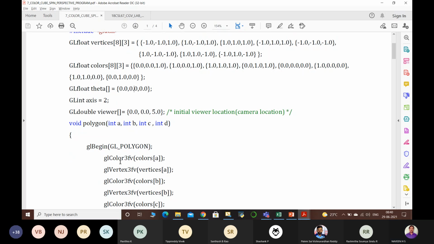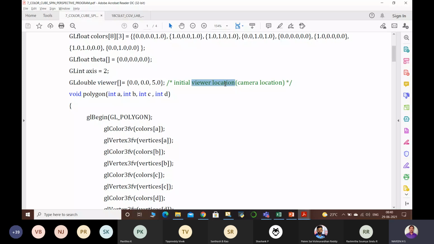More function, that is a view, where the viewer will be the initial viewer location, nothing but the camera location, as I said. Suppose I'm considering 3 feet or 3 meters away from the object, nothing but the cube. That is what you have to specify here. So initially they have clearly specified where the camera will be set up. You can change the value. It is not a fixed value. So this is what the initial viewer location is.